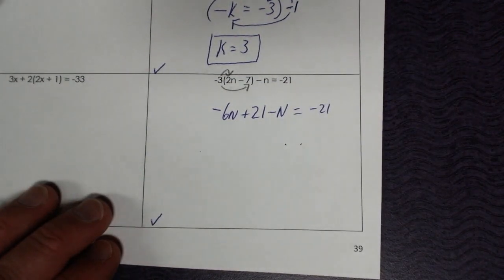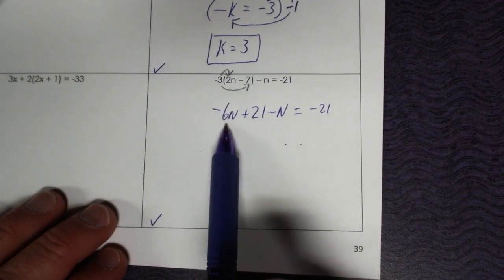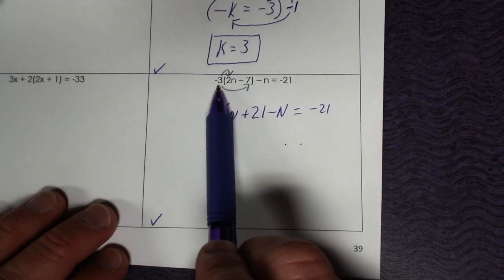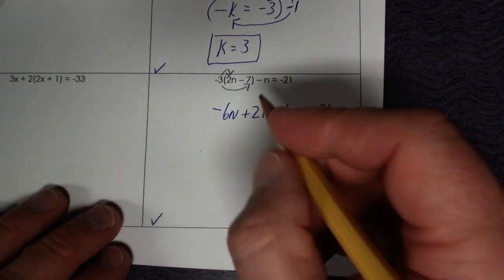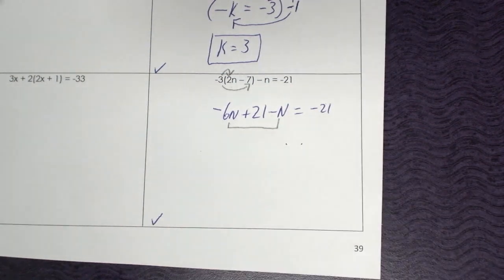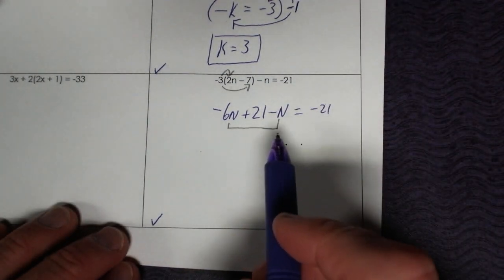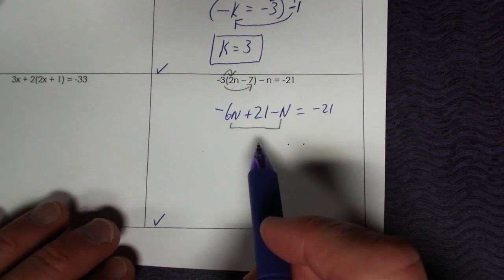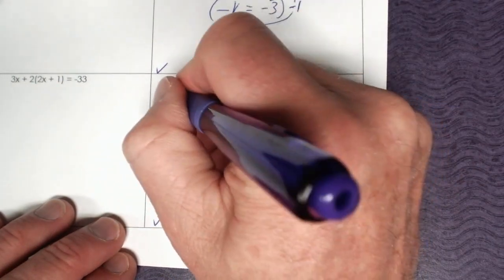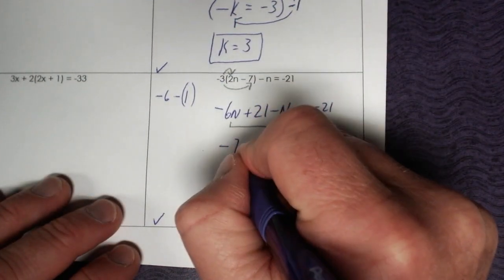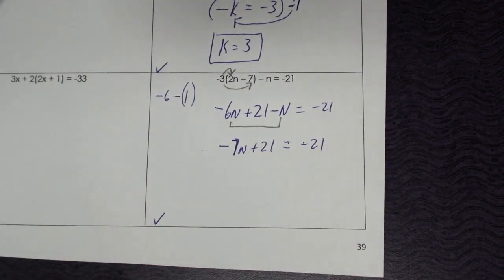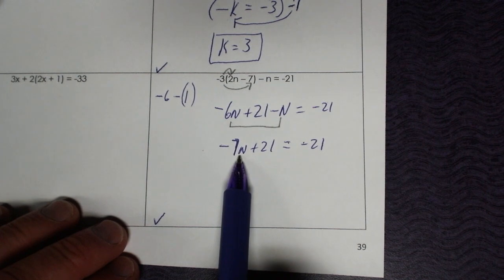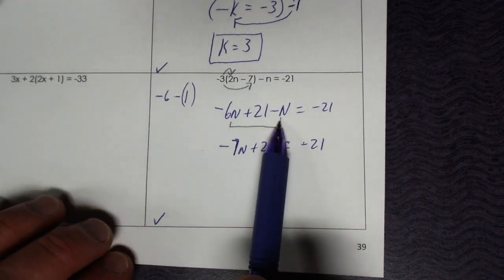So let's go through the steps and see what I did. I did the negative 3 times the positive 2 and got negative 6n. Don't forget the n. Negative 3 times negative 7 is a positive 21. And then I just brought down this n and continue with that negative 21. Now, let's look and see what we have now. I see I have two n's there. And that's a negative 6 minus a negative 1. Okay, negative 6 minus 1. So that's going to give us a negative 7n plus 21 equals negative 21. Now it's very easy to say negative 6 minus 1 and put that as a negative 5n, but that's a negative 6 minus another 1 is negative 7.